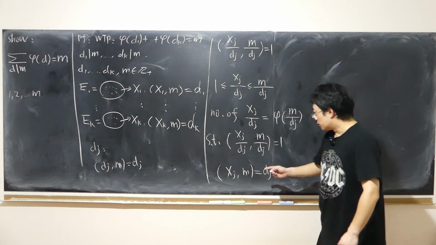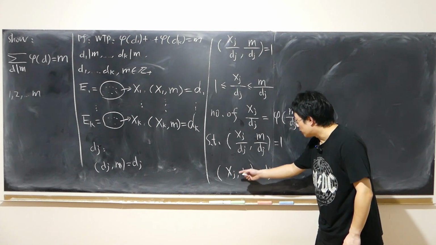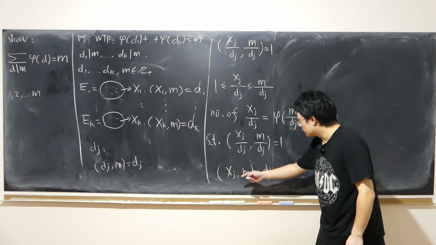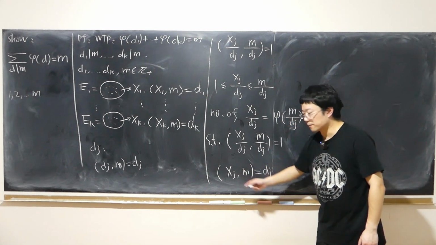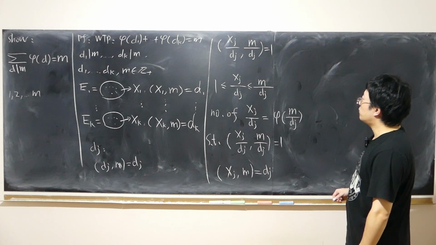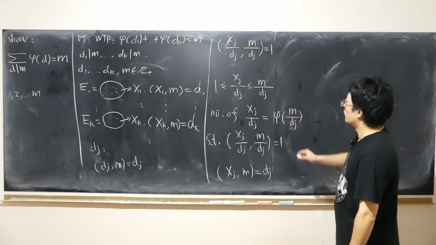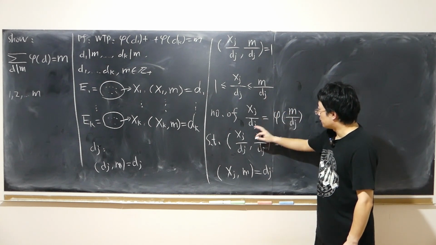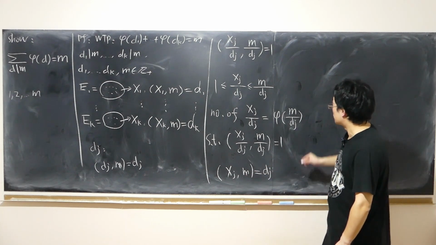So this xj is already all the possible integers between 1 and m such that their GCD is equal to fixed dj. So they're all there. They're all here. Which means every possible integer that's coprime with this modulus, in between 1 and this modulus, are all there, are all here, because they're one-to-one correspondent.